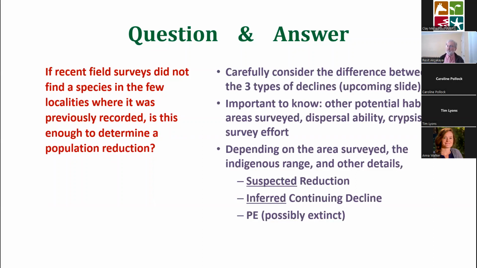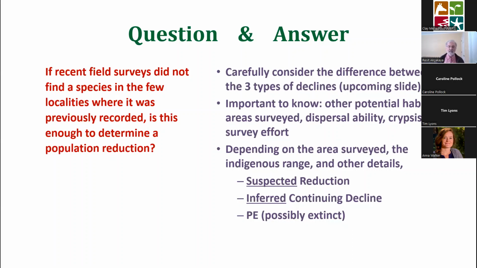It's a difficult question because you need to consider the difference between three types of declines. I'll talk about this in an upcoming slide in just a couple of minutes. But it's important in these kinds of cases to know other potential habitat areas that were surveyed. And by surveyed, I don't mean just planned surveys, but coincidental surveys.